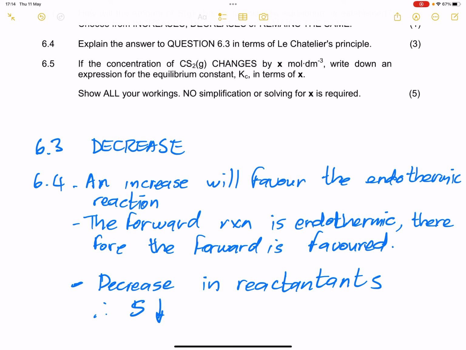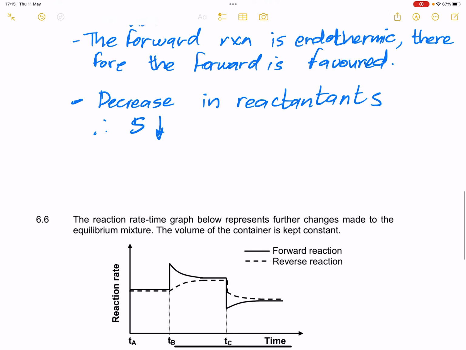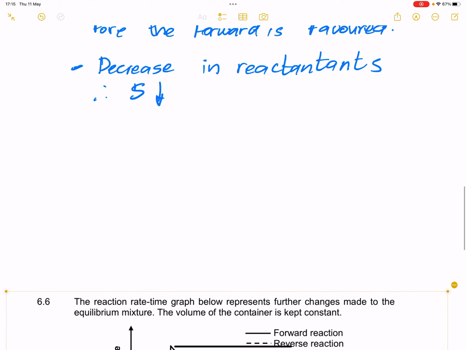They say to us, if the concentration of carbon disulfide changes by X, so it means from what we had before, it is now going to change by X amount, they say write down an expression for the equilibrium constant in terms of X. Show all your working out. There's no simplification or solving for X that is required. Now, ladies and gents, let me just make some space.